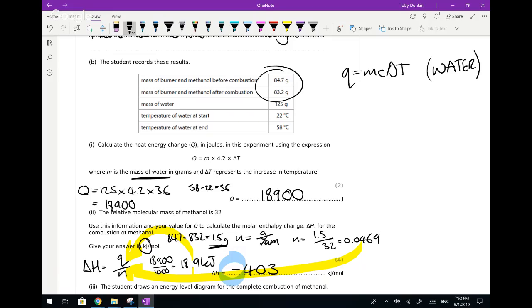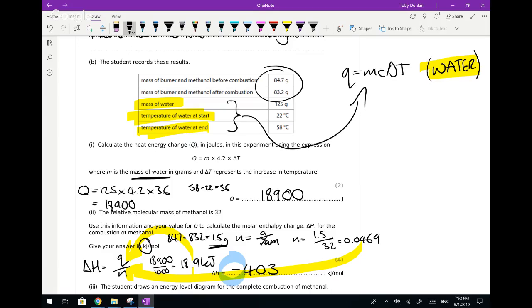Don't forget. Where's the water? Let's highlight that as yellow. Where's the water in the data? Mass of water. Temperature at the start. Temperature at the end. There's my water data. Let's input all of that here.